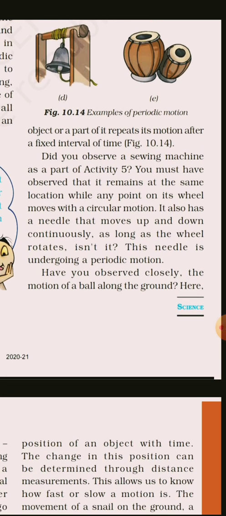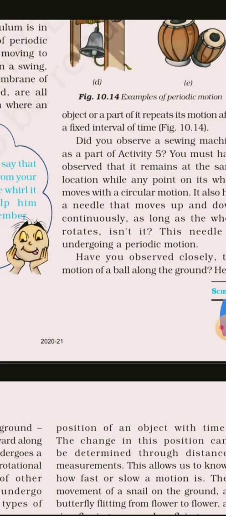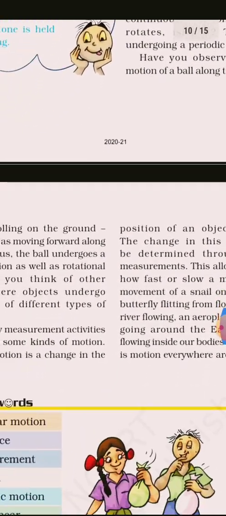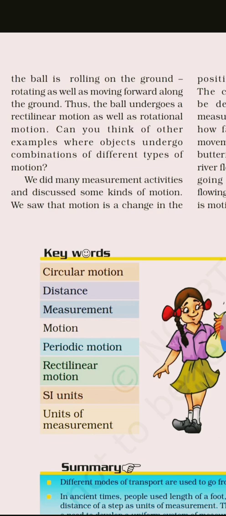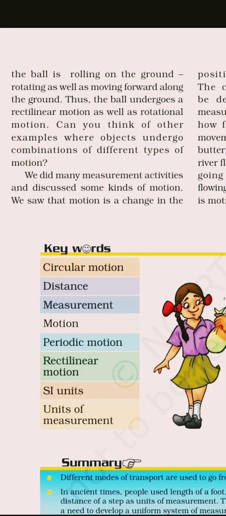Have you observed closely the motion of the ball along the ground here? Here the ball is rolling on the ground, rotating as well as moving forward along the ground. Thus, the ball undergoes rectilinear motion as well as rotational motion. Can you think of other examples where objects undergo a combination of different types of motion?